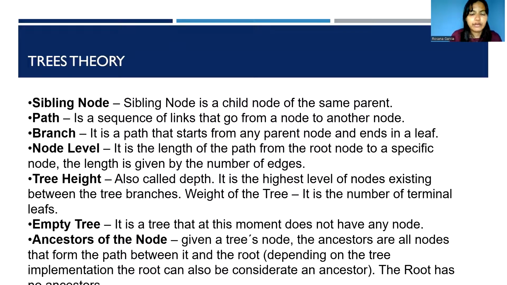Here we have another set of tree theory terms, like sibling. Sibling nodes are the set of nodes that share the same parent. We have the term path. A path is a connection between nodes, from the existing one to the root or to any other node of the tree.